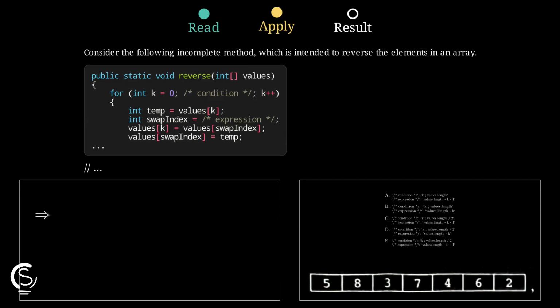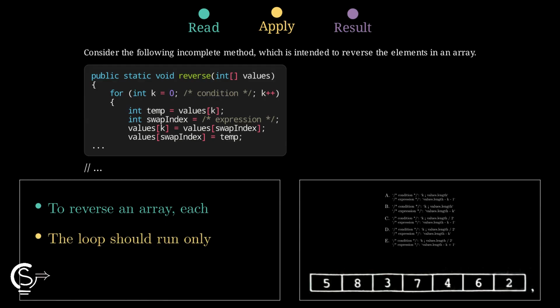The loop should run only until the middle of the array. If you go further, you will swap everything back to the original order, which we definitely want to avoid here today. We need k less than length divided by 2. Combining these logic parts makes option C the only correct choice for our code.